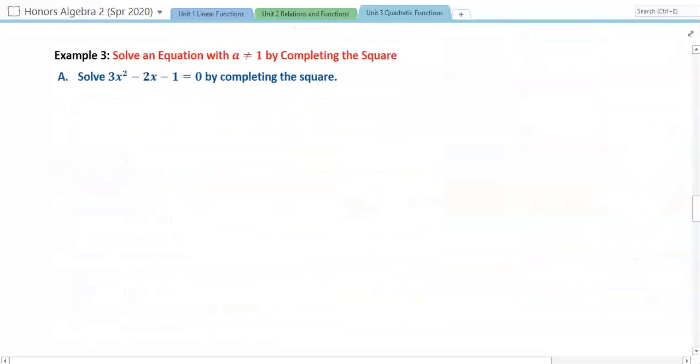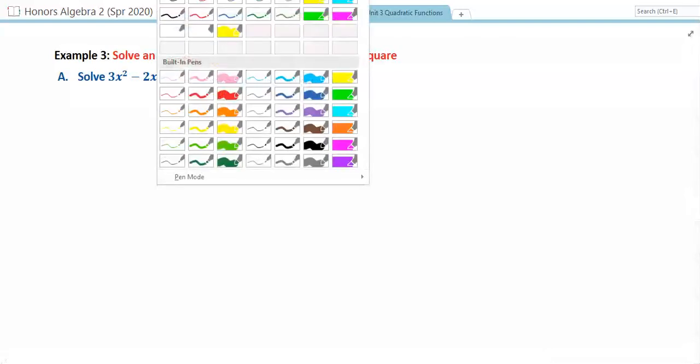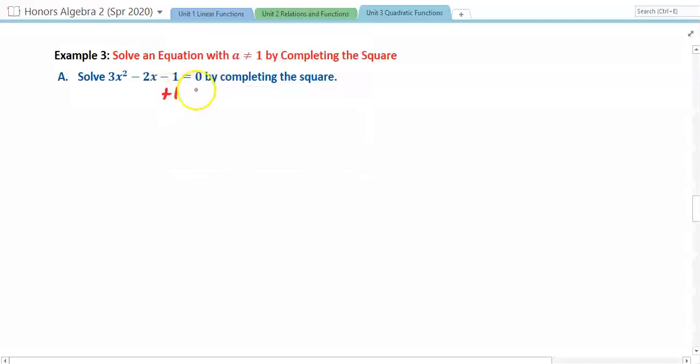Example 3 is dealing with completing the square when the a, the number in front of x squared, is not 1. Because we said in the steps of completing the square that the a had to be 1 to complete the square. And so there's a couple of different methods that people will use to solve this. I'm going to show you one that I feel is the easiest to remember. It's not always going to be the easiest to calculate, but it's the easiest to remember. And so we're first going to add the 1 across, just like we've done before, so we get the constant on the other side of the equal sign. And so I get 3x squared minus 2x is equal to 1.